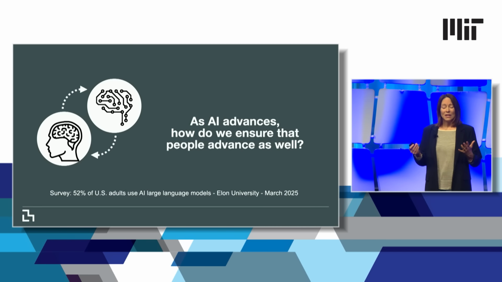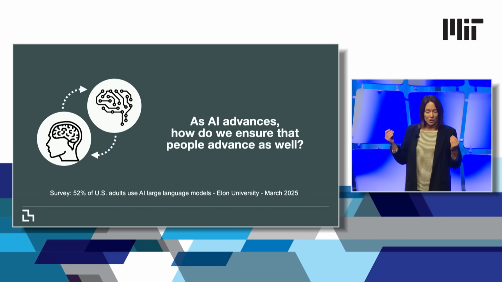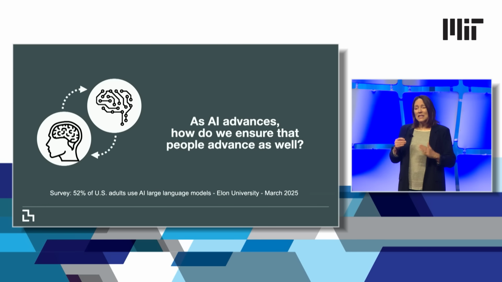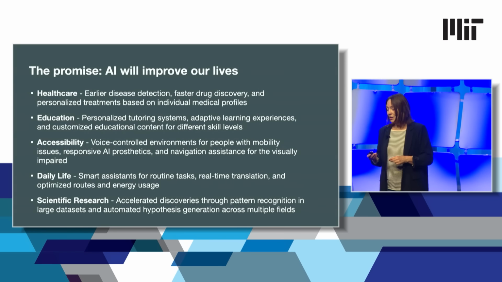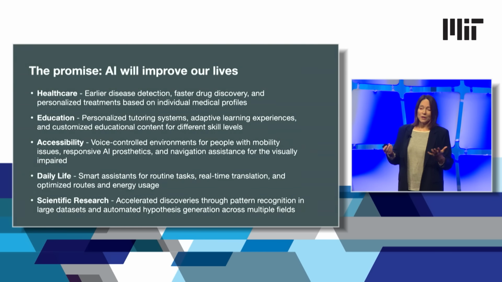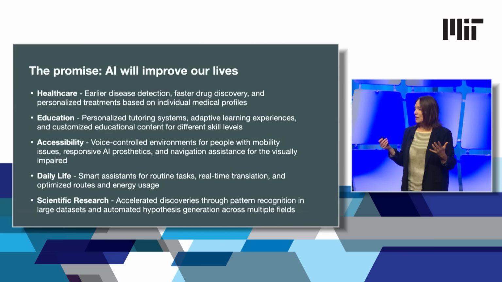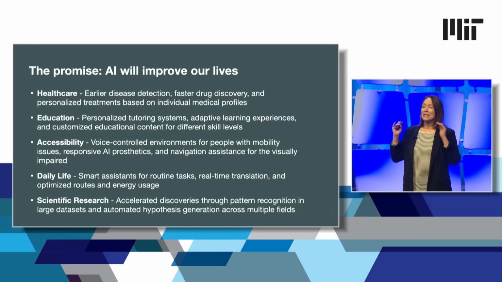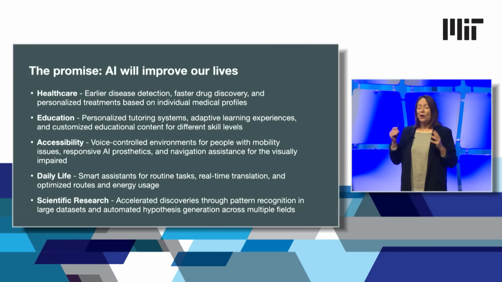And so the question that I'm focused on, and a lot of my colleagues at the Media Lab as well, is as AI keeps advancing, how do we ensure that people will advance as well? And are we sure that people will actually also be better off in a world where they use AI all the time? You may know that by now, over half the US population uses AI on a regular basis, and frankly, it's almost hard to avoid using AI because it's integrated into every single app that we use and always eager to assist you with all sorts of tasks that you may be involved in.